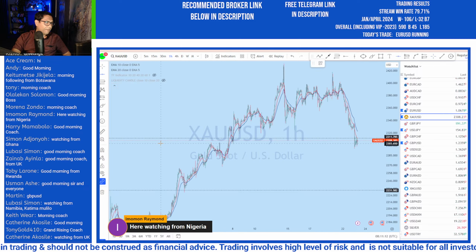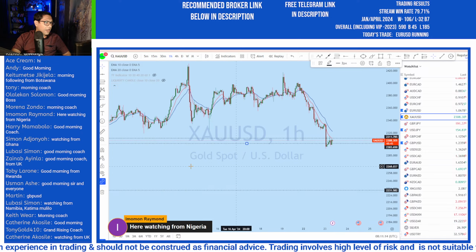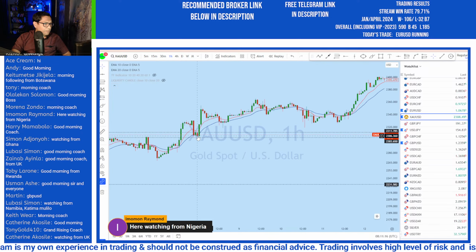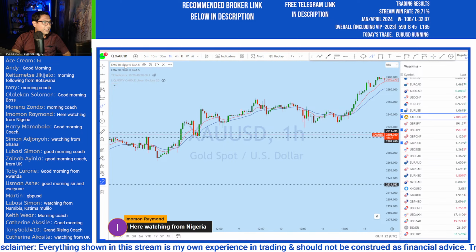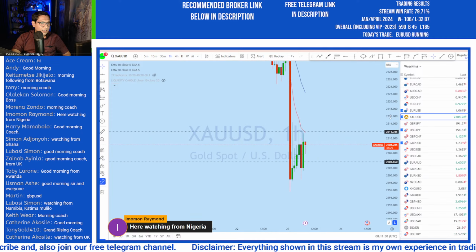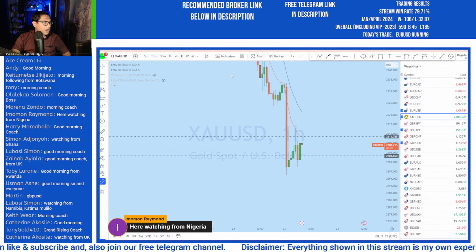You can see this is the 1 hour chart, and here is an important support on gold. This is a very important level of support, and what we can expect on gold is for the price to move up to create a new higher high. So let's see what the market is doing.